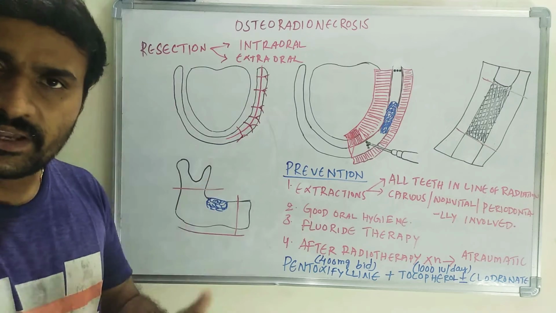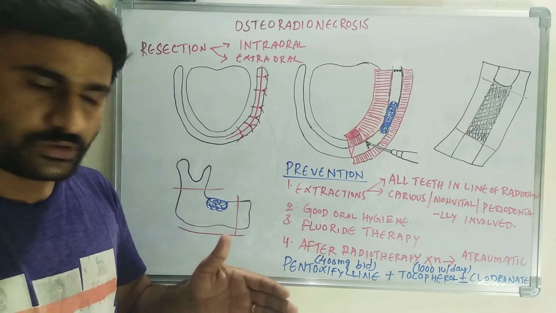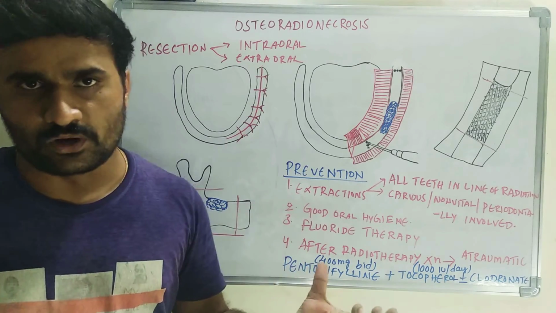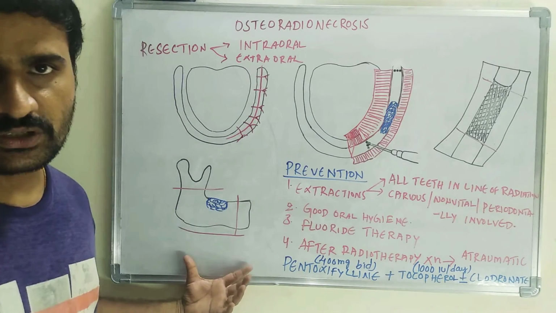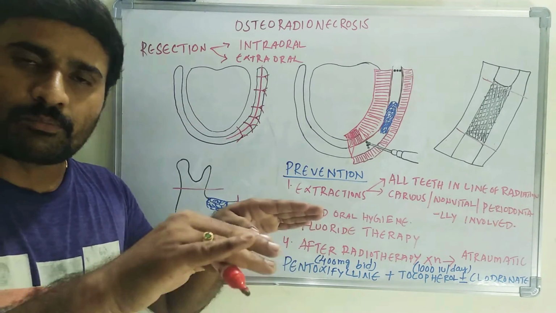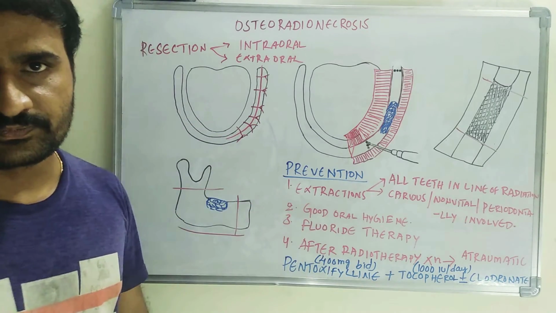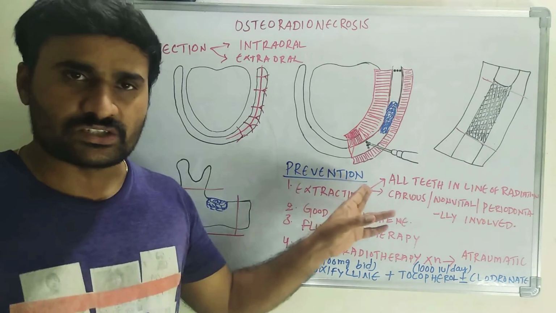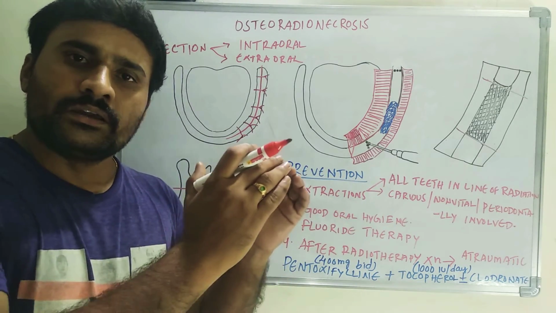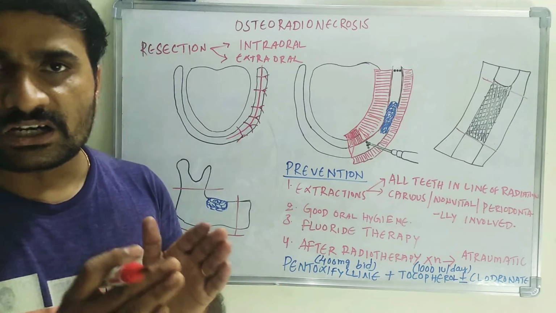And if the extensive osteonecrosis is there, then you can go for the complete disarticulation of the mandible also. This is the extraoral approach, right? This way you can go for resection, and a proper closure should be provided. And we'll see now the prevention. What we need to do in an irradiated area to prevent osteoradionecrosis.